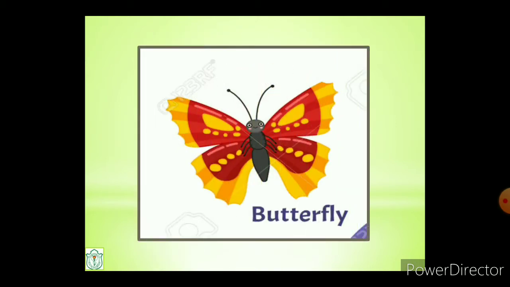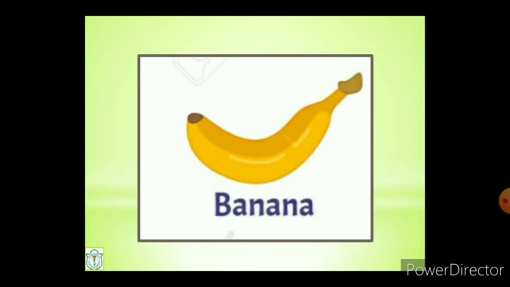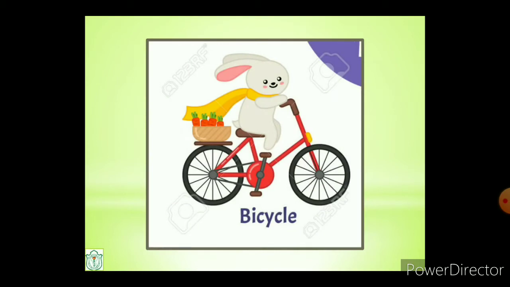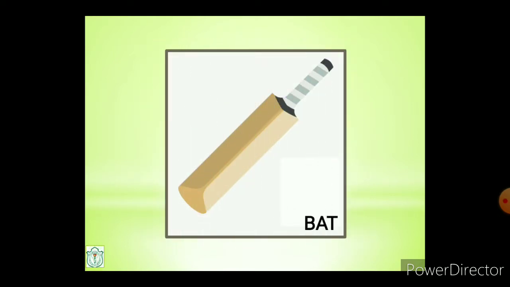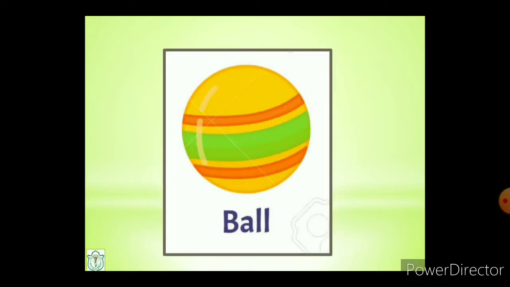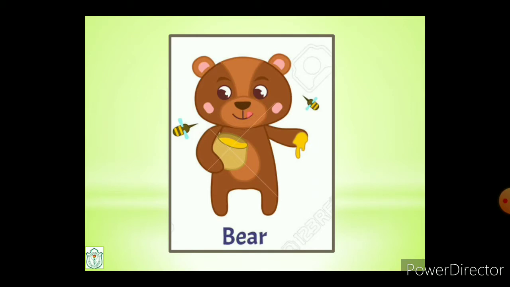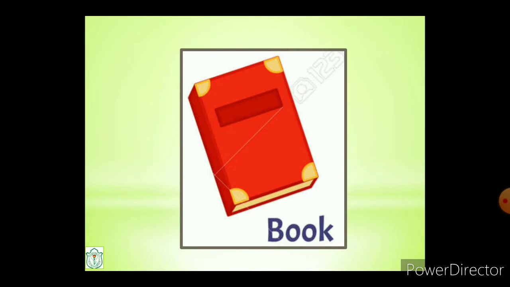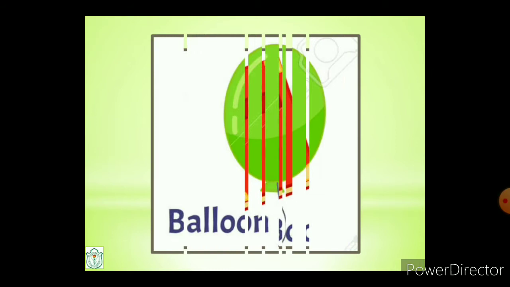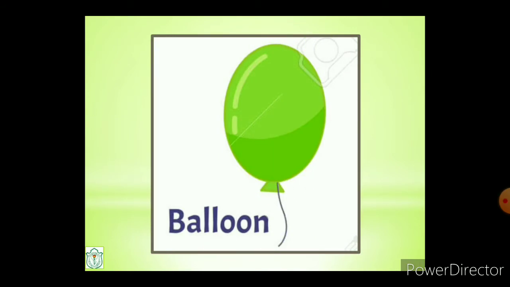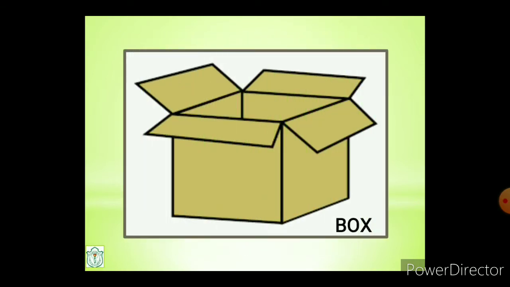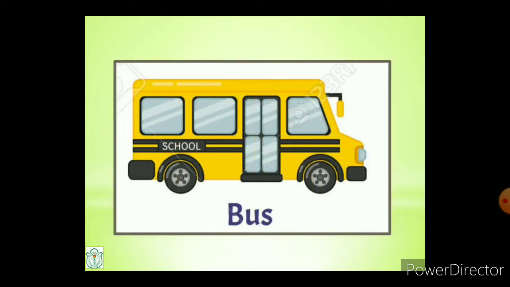Now let's see some objects that start with letter B and have the sound of b. Butterfly. Banana. Bicycle. Bat. Ball. Bear. Book. Balloon. Box. Bus.